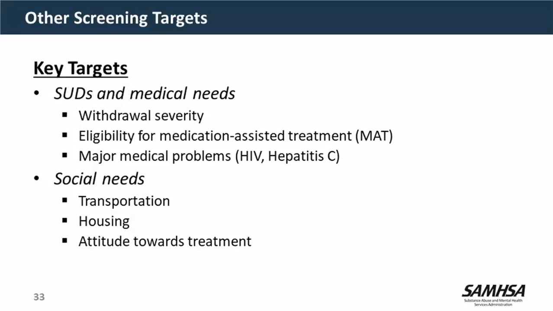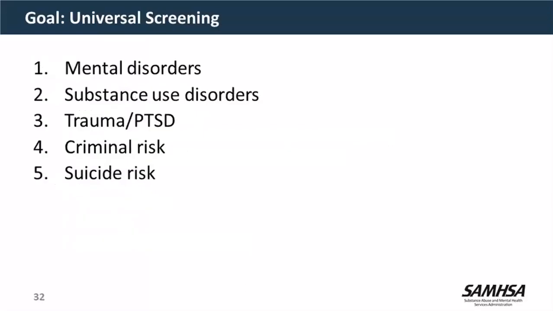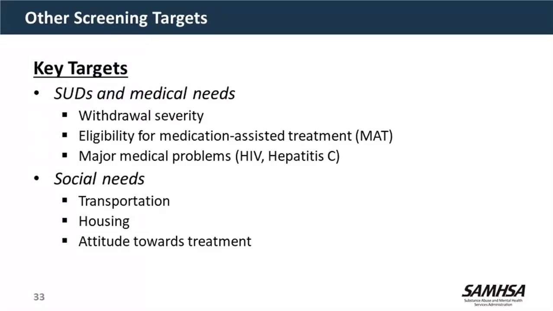What are some of the other screening targets? We mentioned some of the universal screens that should be applied at these settings, but there are other screening areas that are also critically important. One is withdrawal severity from alcohol and opiates. And we'll look at just a couple of instruments in a minute that can screen for this. We'll also look at eligibility screening for medication-assisted treatment, which goes along with the withdrawal and also opiate and alcohol use syndromes. We want to look at major medical problems as well. And then below you'll see some of the other areas that, I would say, are what are called responsivity factors.